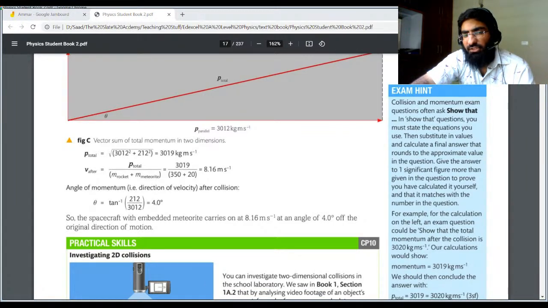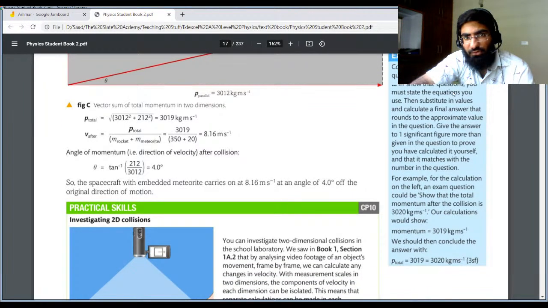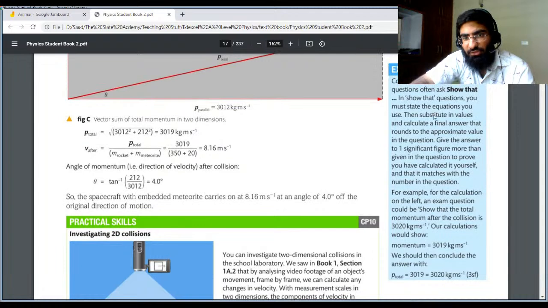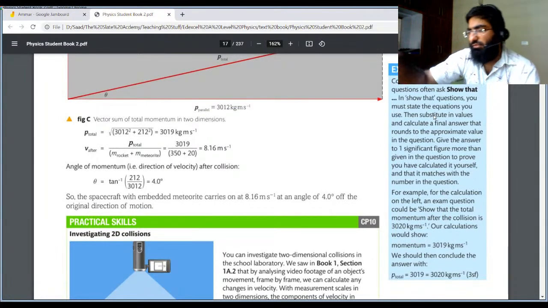Okay, did you read the exam tip on the right hand side of this book explanation where it says exam hint? Page 17 of the PDF. I will. Read it. It's just the tip for the exam.